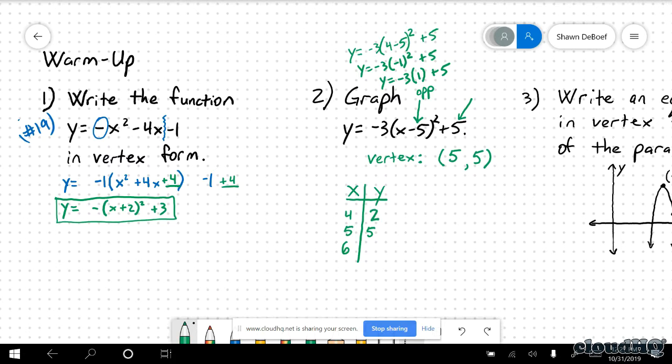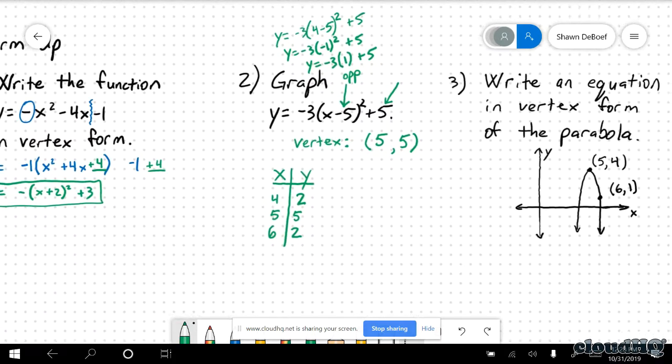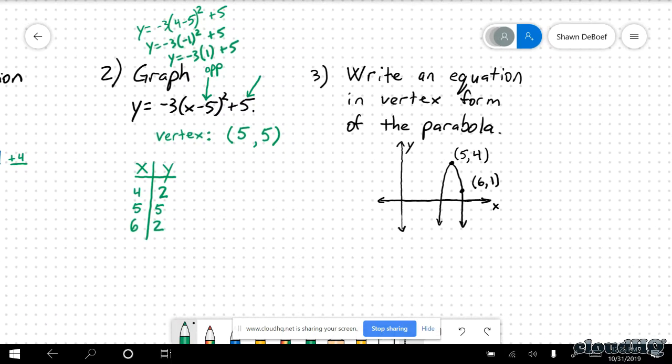So I get a 2 when I plug in 4, which means I should get 2 when I plug in 6 also. I'm confident that I haven't made any mistakes, so I'm going to go ahead and go with that. So let's graph now. So 4, 2, 5, 5, and 6, 2. So we've got our points, and now I'm ready to connect the dots.